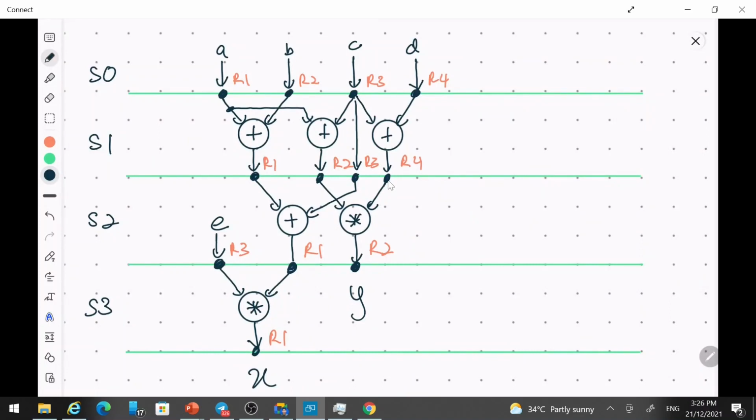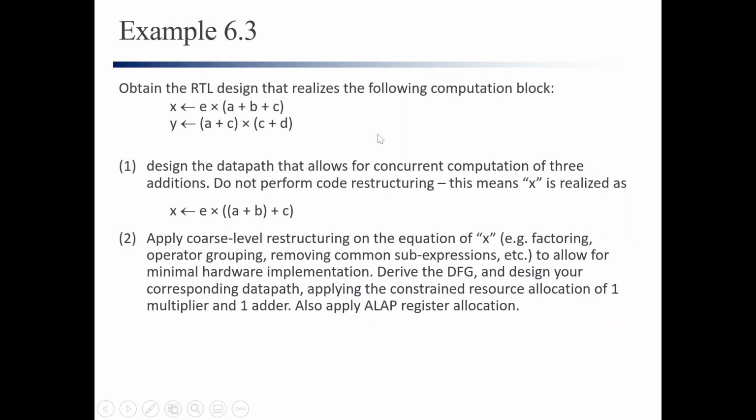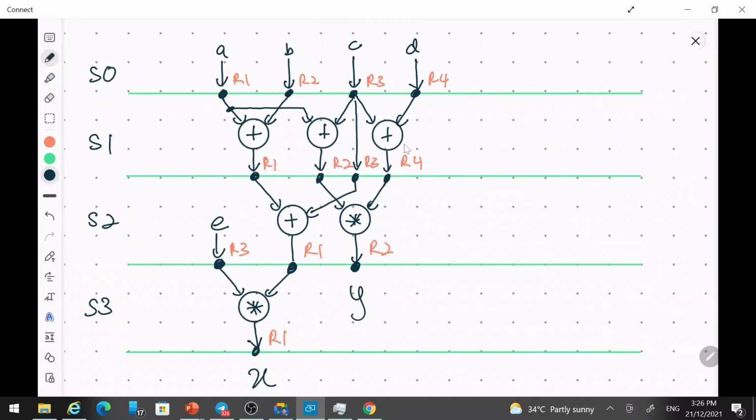Okay, so this is the possible solution, possible allocation, possible schedule, and this is based on the equation, because you can have concurrent computation of 3 additions. So you can have up to 3 additions in the same cycle, right? This means that you need to have 3 adders to do the operation. Okay, so from this, now you can derive the RTL code.